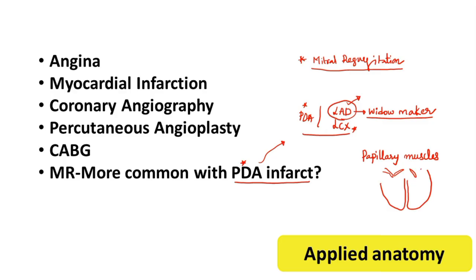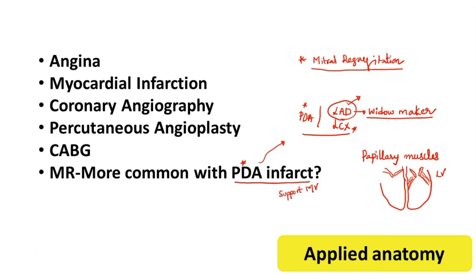Their prime function is, see, this is the left ventricle. Because I am talking about MR, that is mitral regurgitation, that is the mitral valve. The mitral valve is present in the left part of the heart. So this left ventricle has muscles known as the papillary muscles. And what is the function of papillary muscles? They give support to the mitral valve.